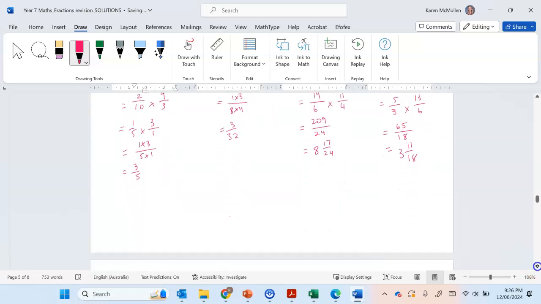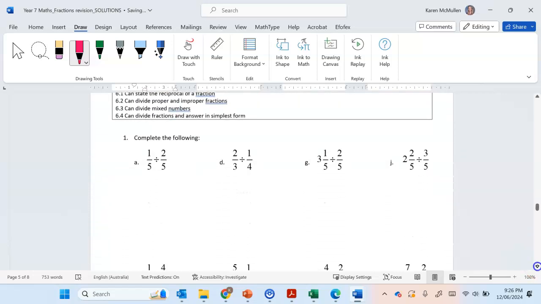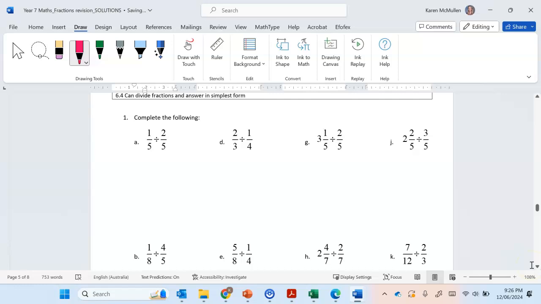Okay, so moving on to division. Now division and multiplication basically go hand in hand. So dividing by a fraction is the same as multiplying by its reciprocal. So what I mean by a reciprocal is just flipping the second fraction. That's what a reciprocal is. You are just flipping the fraction.